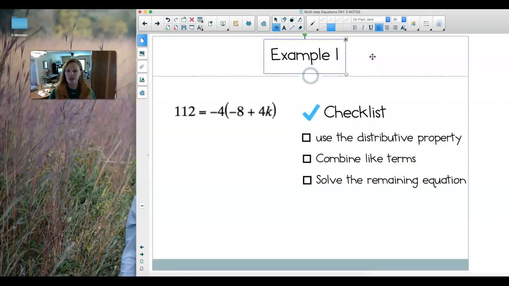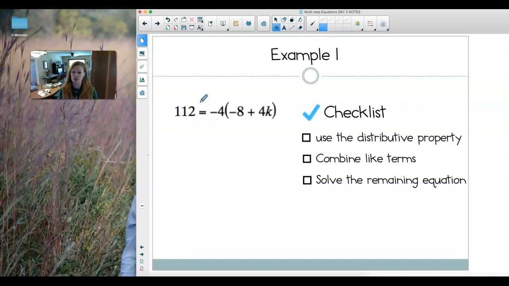So here we go. I'm going to show you, again, two examples today, following this checklist so that we make sure that we've done everything. The first thing on the checklist says to use the distributive property. So I'm going to draw my line by the equal sign. We're going to go ahead and use that distributive property first. I'm going to caution you all. Be really careful with negative signs. If something doesn't seem to be working, it's probably because you messed up with a negative sign.